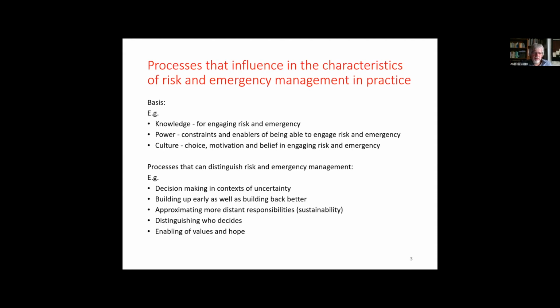But here I put the emphasis here because we're trying to tease out the difference between different forms of management approach. So knowledge for engaging risk and emergency would be a basis. The power, constraints, and enablers of being able to engage risk and emergency. Culture is going to involve people choosing and what's influencing their choices in terms of their beliefs and understandings and personalities that I referred to earlier. So that could be the basis for trying to understand where these different processes are coming from. And then I've got a few examples down there.